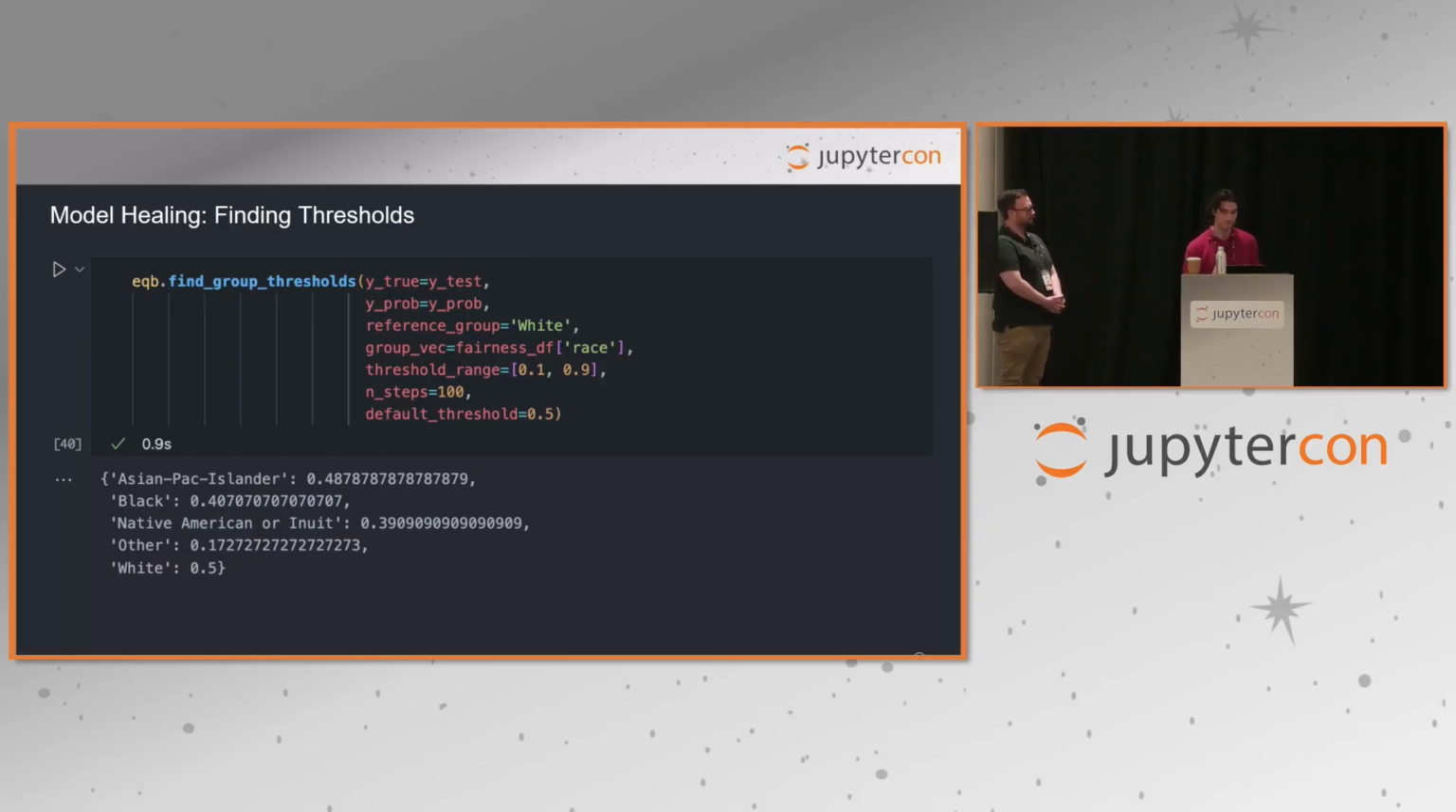The find group thresholds method takes the data set, the probabilities, and the default threshold. This default threshold should be set as whatever threshold your model is currently using. This doesn't have to be 0.5. Remember, this could be a threshold that was found to be optimal earlier across the whole data set, but it's not necessarily the best threshold for all the different subgroups. Once this method is run, it will provide you with these thresholds for each of the different subgroups, and you can see them here and how they compare to the reference group.